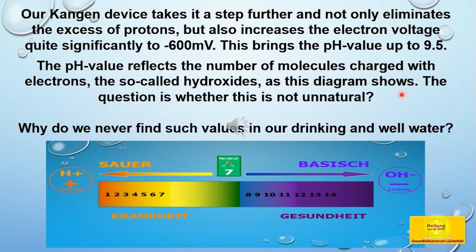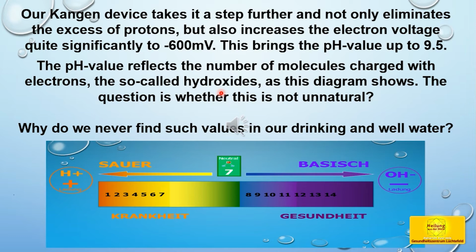Our Kangen device takes it a step further and not only eliminates the excess of protons, but also increases the electron voltage quite significantly to minus 600 millivolt. This brings the pH value up to 9.5. The pH value reflects the number of molecules charged with electrons, the so-called hydroxides, as this diagram shows.